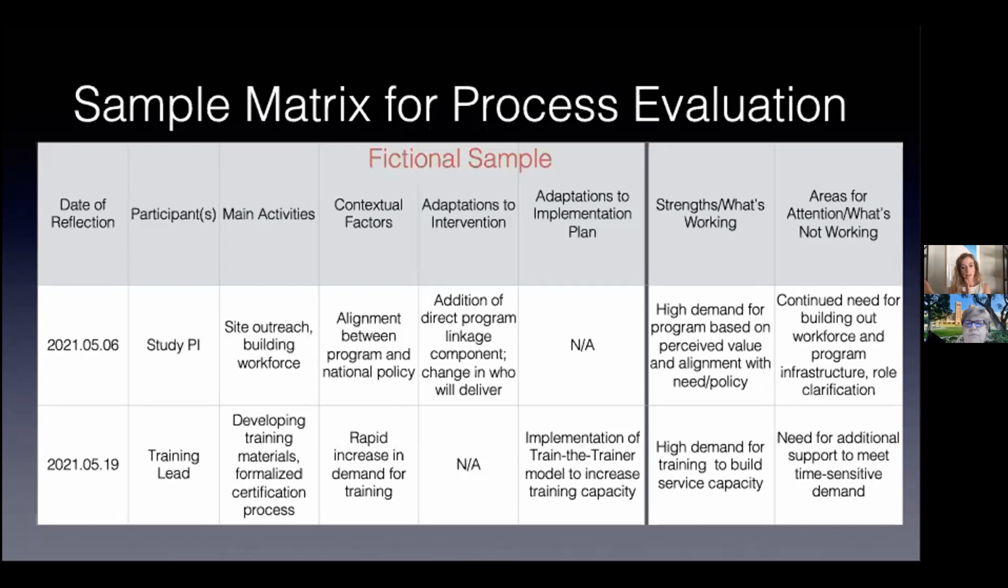But then on the right side of the matrix, we're stepping back and asking, what are we seeing in terms of what's really working well right now? To some extent within each reflection, but also looking across all of the reflections, because we're getting a lot of this data coming in from multiple people. But also being able to say, based on what we're seeing right now, here are some areas where we need to pay more attention as a team because this isn't working as well.